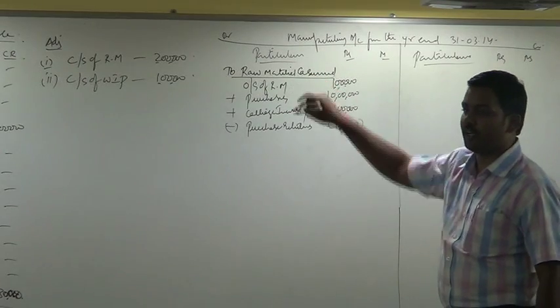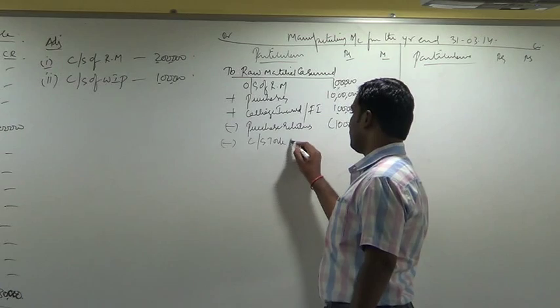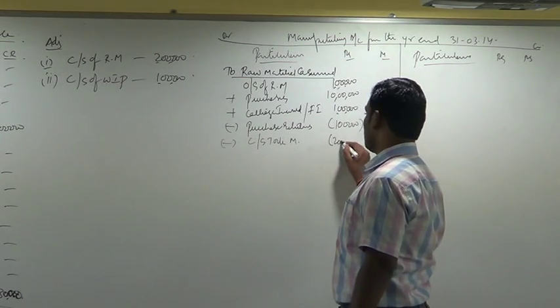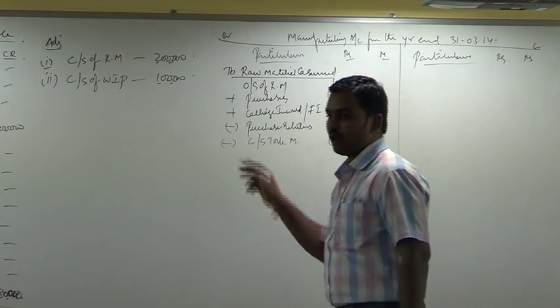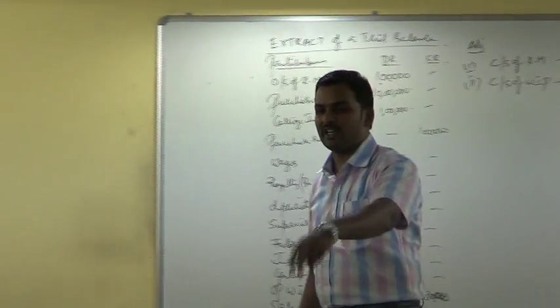No, closing stock of raw material. Less closing stock of raw material. How much? 2 lakh. Suppose the problem tells you in the additional information, raw material consumed for maintenance 20,000.